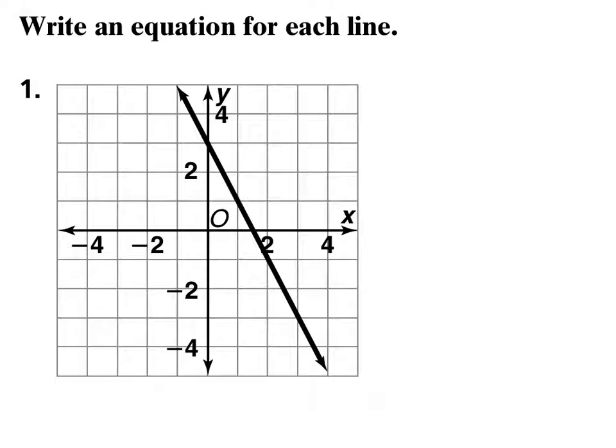Alright, let's see if we can figure this one out. Now we'll start with the basic form, right? We got some kind of y, and that should equal the slope times the x. So I'm going to just leave a space here for the slope, and then we'll add in the y-intercept right here. So let's find first the slope. Okay, so I just need to choose 2 points on this line, and then I'll create a stair step, which will then allow me to figure out the rise and run.